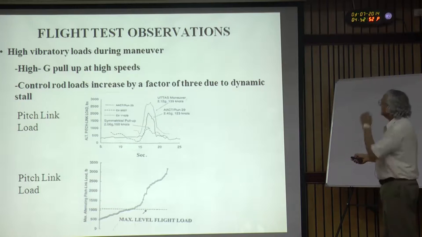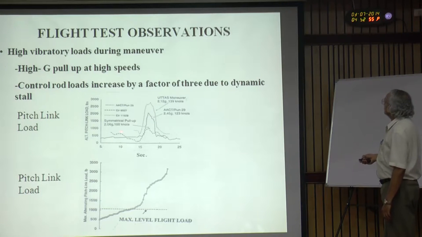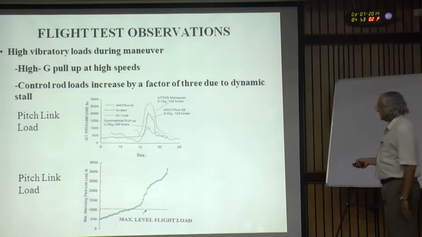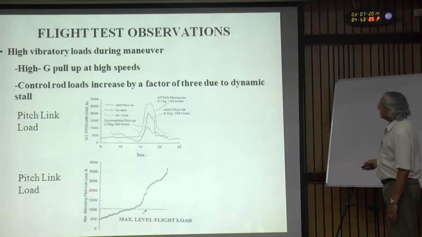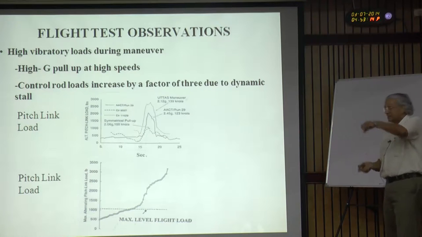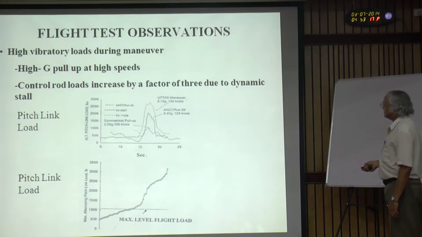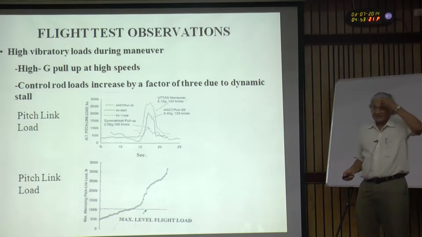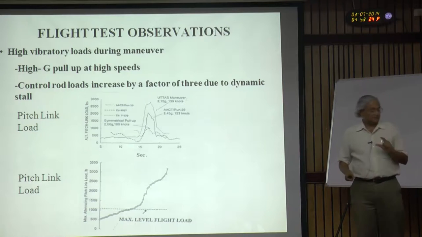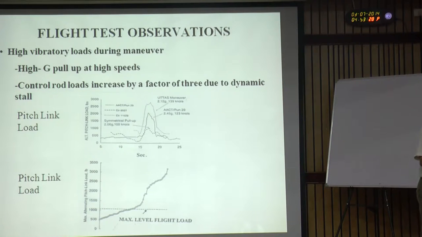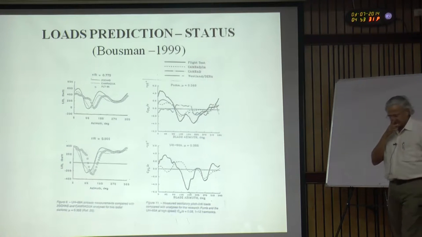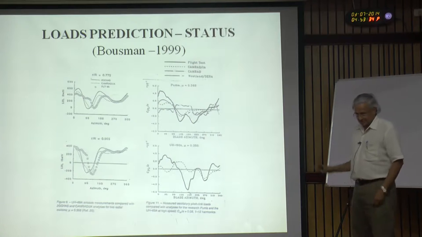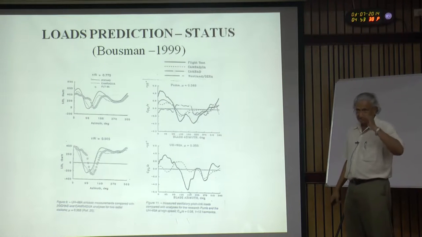Okay, so here these are two maneuvers, how the load picks up. It is only 5 seconds they do that, they will not do it continuously. They measured this. If you see here, pitch link load, these are all measured loads. Maximum level flight load is about 1000, they are given in pounds. But in maneuver, it can go up to 3000. Even though it may be for a short time, the load will go 3 times higher. But prediction of pitch link load is still very challenging. And some of our colleagues, the earlier speaker, also did work on this maneuver load. That was his PhD topic.